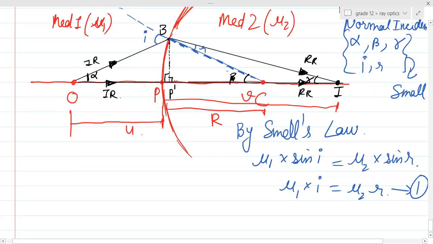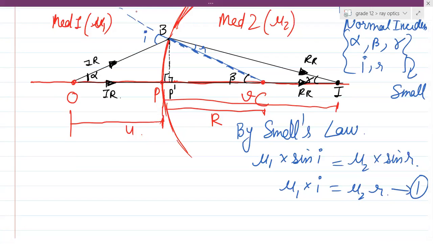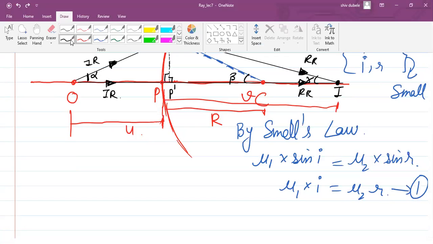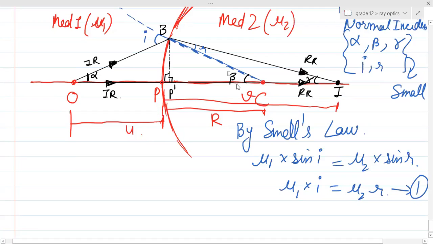So can we change it or is it fixed? Okay, what should I make this? I make this gamma, and let's say I make this beta. Okay, sir. So this is beta and let's say this is gamma. It doesn't matter. So is the first equation clear to you, I and R?